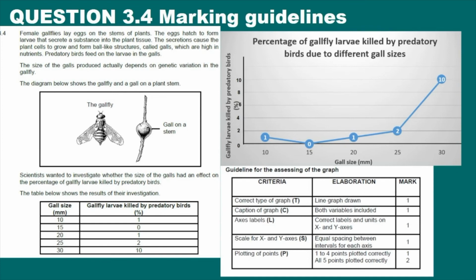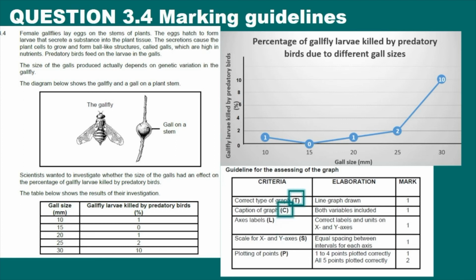So in the graph, they give you a guideline that is used to assess the graph. So firstly, we have T. You will notice on your question papers, there will be these letters, T, C, L, S, P. And this is how the marks are allocated and what these letters stand for. So T is for the correct type of graph, that you drew a line graph. If you drew a different graph, you will lose this mark.